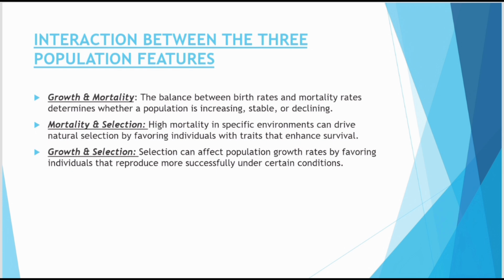When coming to the relationship between mortality and selection, high mortality in specific environments can drive natural selection by favoring individuals with traits that enhance survival. And coming to the relationship between growth and selection, selection can affect population growth rates by favoring individuals that reproduce more successfully under certain conditions. So now you understood the interaction between these three population features, right?